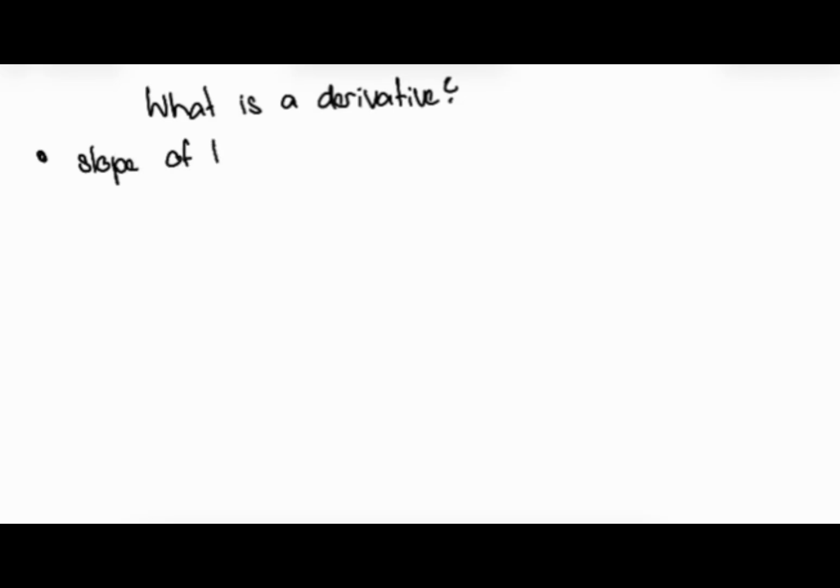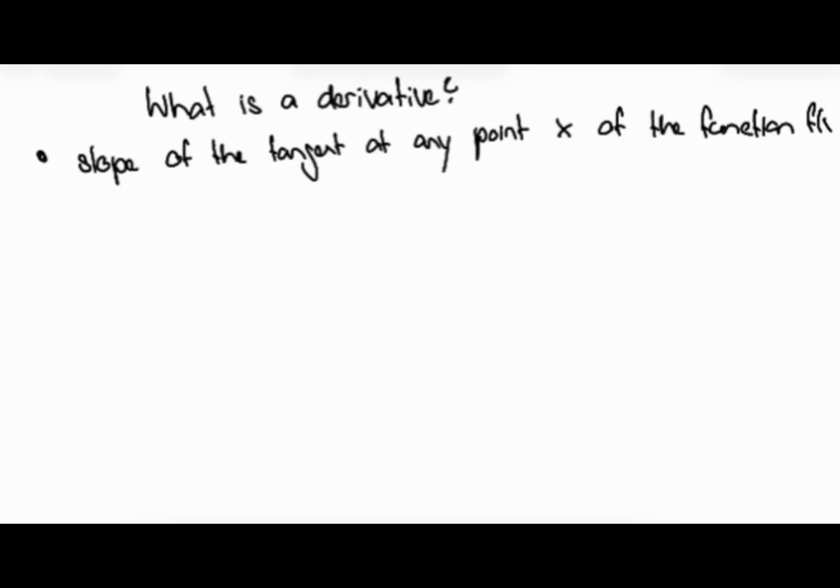The definition of the derivative is just the slope of the tangent at any point x of the function f of x. What this means is that we're trying to find the slope of the tangent at the point x that touches the function only in this one point. The best way to approach this topic is by the slope of a line.